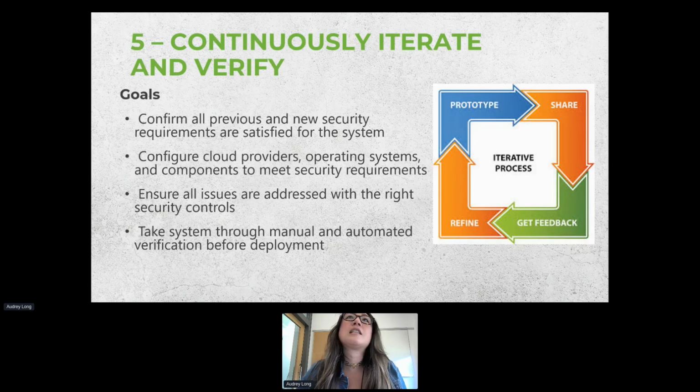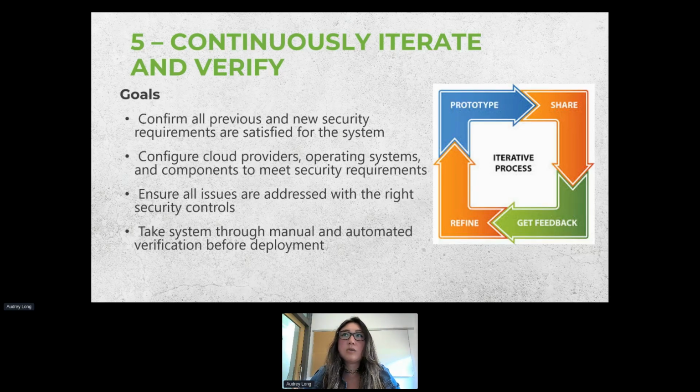And last but not least, the last phase in our threat modeling process is to continuously iterate and verify. The verify phase is the last step, which often happens before the system is deployed. It involves ensuring requirements are met, assumptions are validated, and security controls are in place. And some of the high-level goals here are to confirm all previous and new security requirements are satisfied for the system, configuring those cloud service providers, operating systems, and components to meet security requirements, and to assure all of the issues are addressed with the right security controls and taking the system through manual and automation verification before deployment.